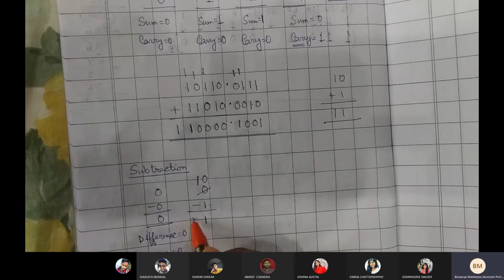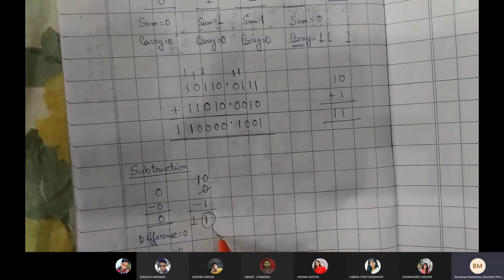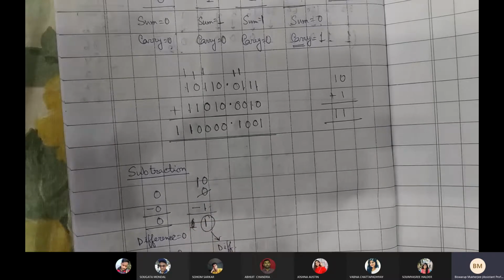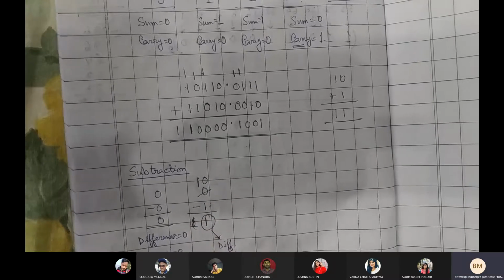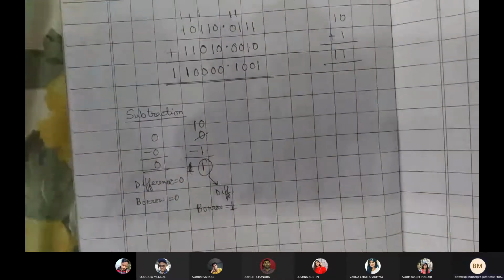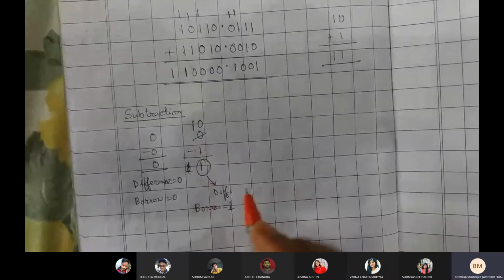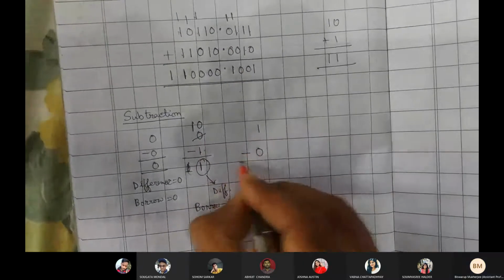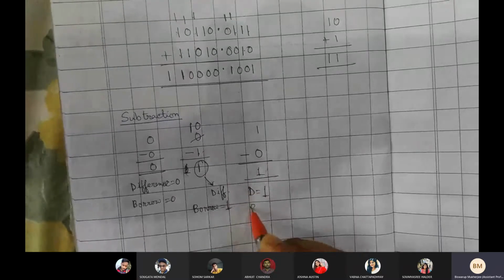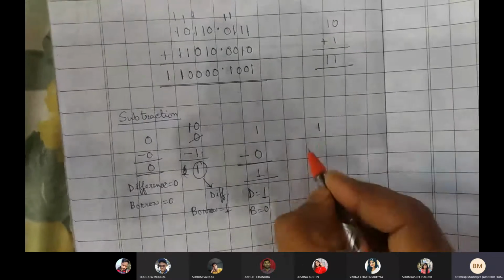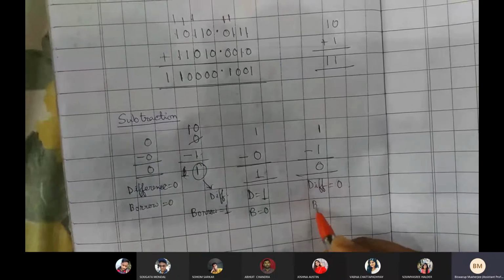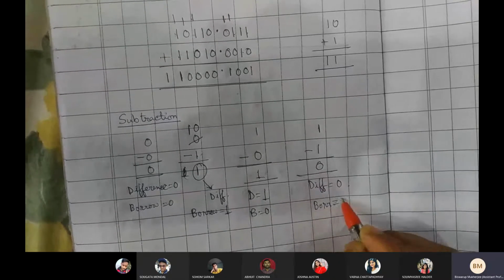So we have difference 1 and borrow also equal to 1, right? So 0 minus 1 gives difference 1, borrow 1. 1 minus 0 is simple: difference 1, borrow 0. Last one, 1 minus 1: difference 0, borrow also 0, right?